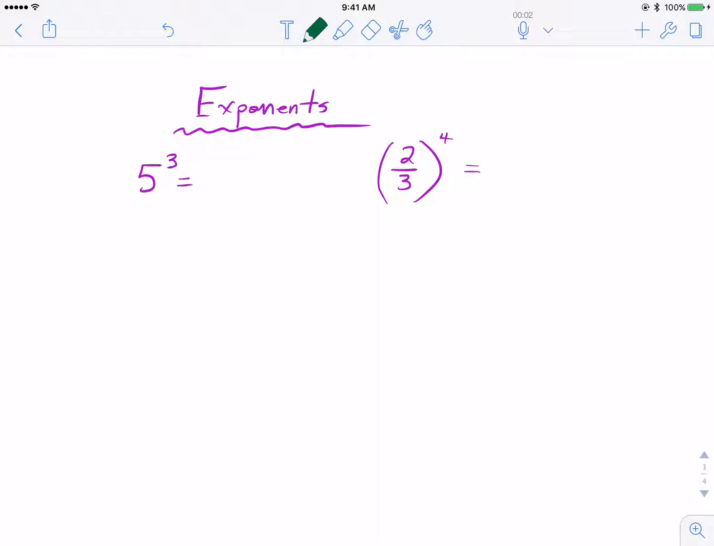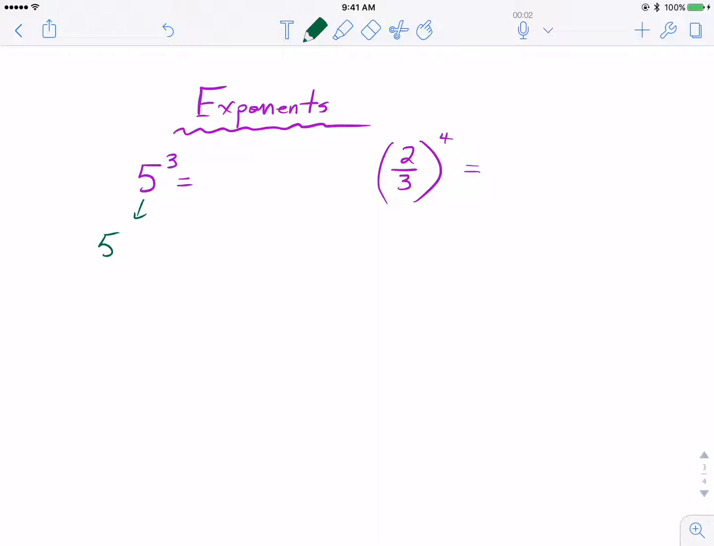I'll explain the little theory behind it, how we can evaluate this both with or without a calculator. So 5 to the third, a quick simple error that hopefully we're aware of at this point. This would not be equal to 15. 5 to the third power does not mean 5 times 3. Okay? What does 5 to the third power really mean? Let's think about that for a second.